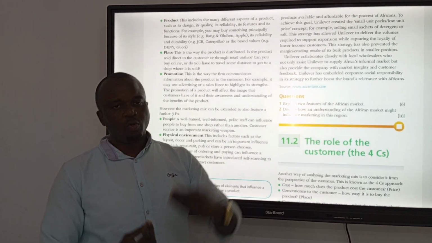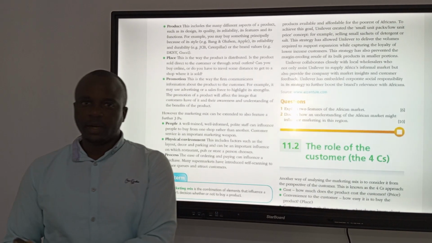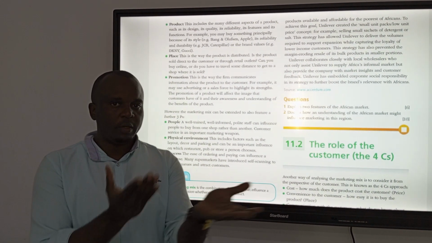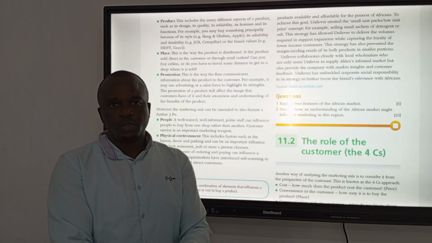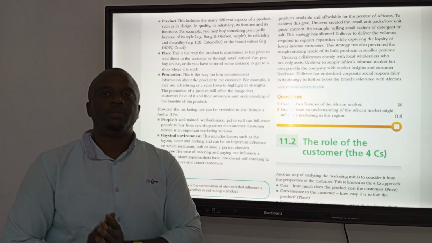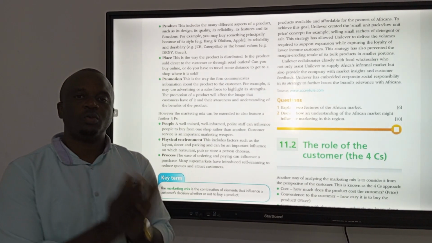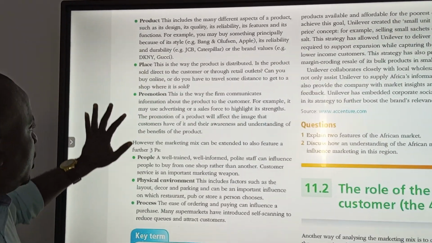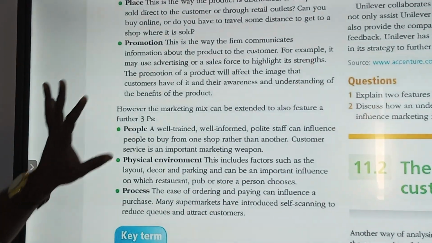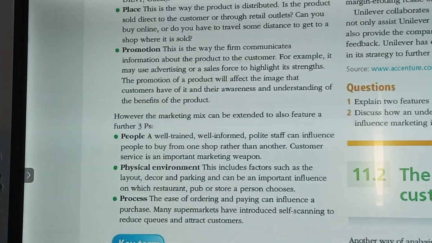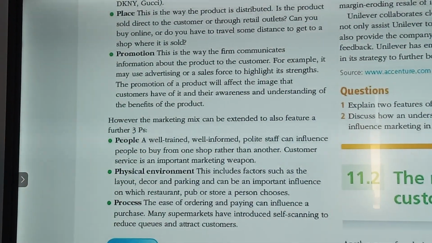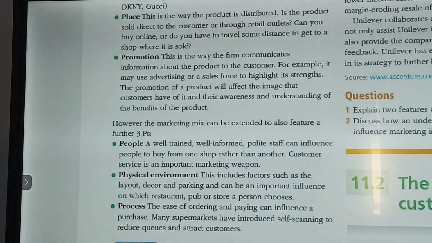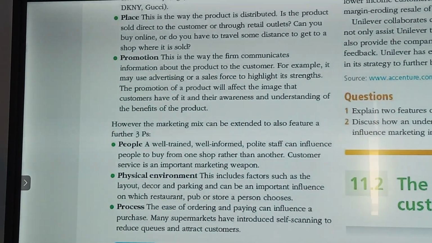So it depends: does the customer have direct contact with this product? Do they have a point where they go and buy it, or can they buy it online? It depends on the strength of the firm or the business, and the method they use will determine if the product will be sold or not. Then we have promotion. Promotion, they said, is the way of communicating information about the product to the customer. For example, if they use advertising or a sales force to highlight strengths, the promotion of the product will affect the image that customers have of that product.